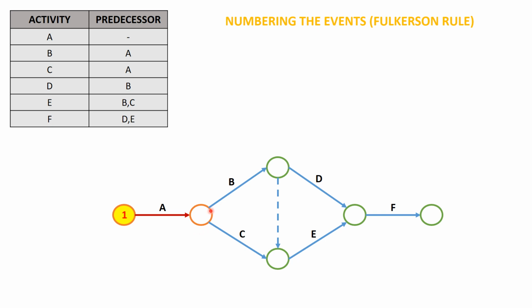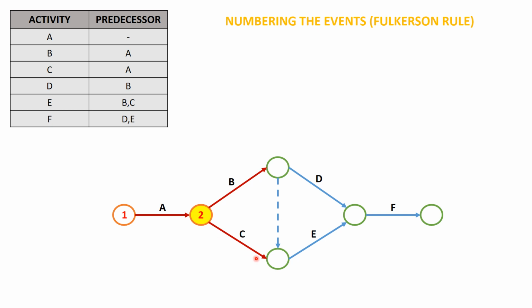Okay. So now I'll be numbering it as event number 2. Now I'll be moving on to event number 2. From here, I'll be tracing all the activities which are emerging from event number 2. So we have two activities, and I'll be tracing these two activities.